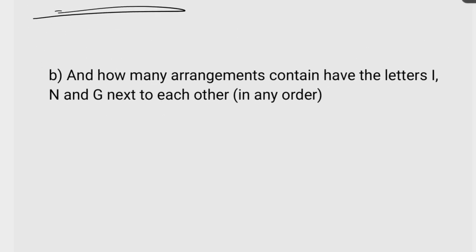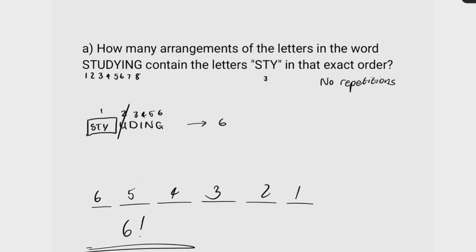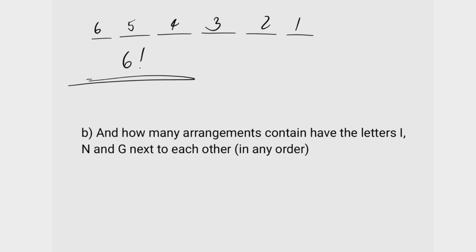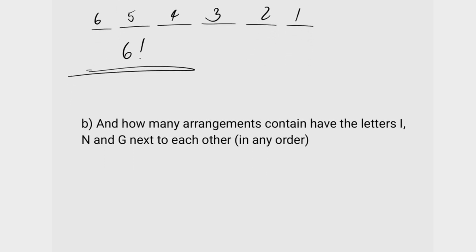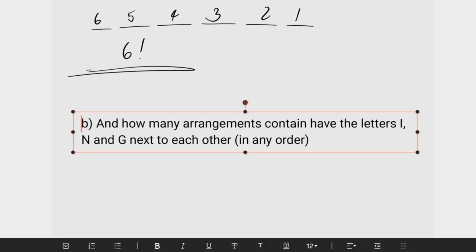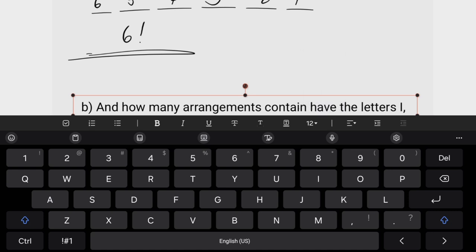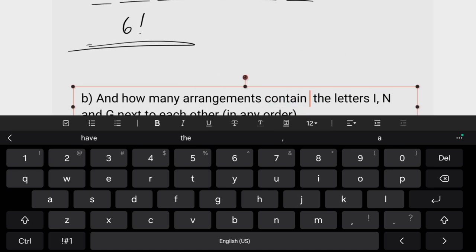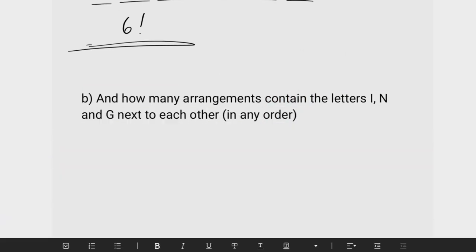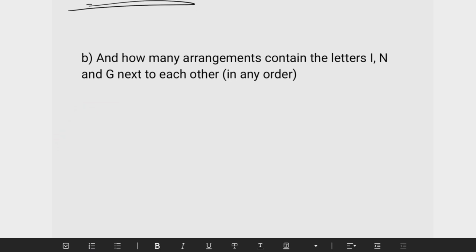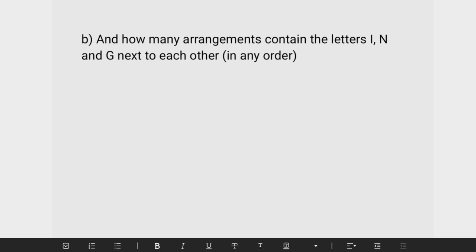This is a continuation of the previous question: how many arrangements contain the letters I, N, and G next to each other in any order?